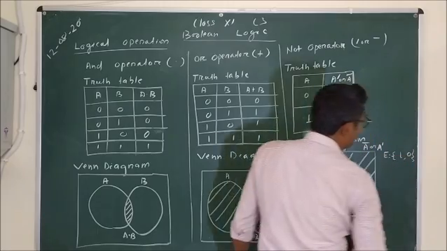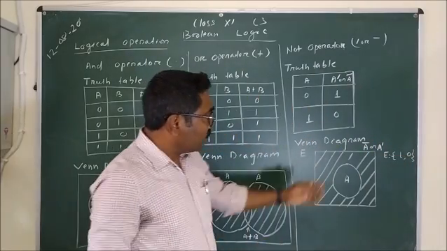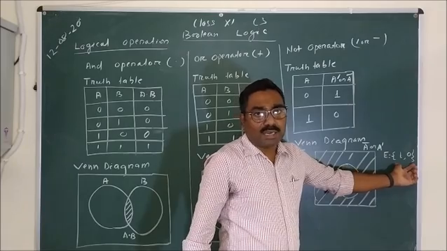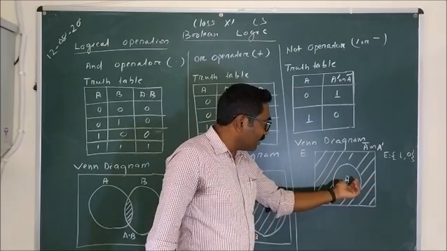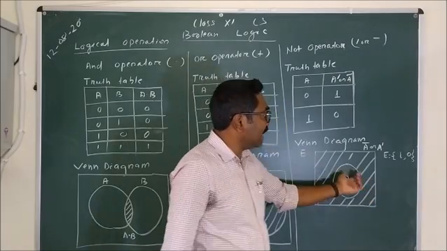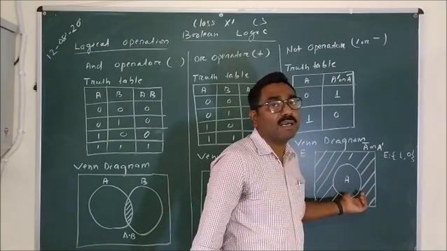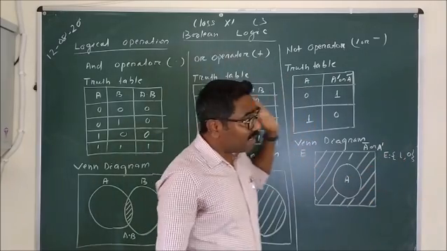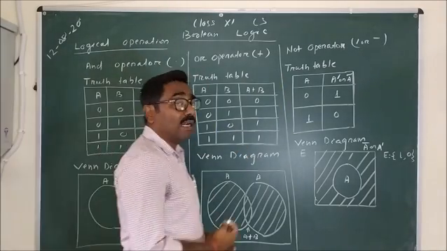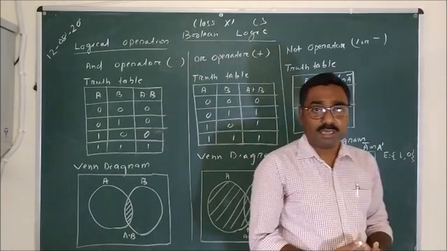When you learn about set theory, you will get through all that. So E is equal to either 1 or 0, because two values are there. And if I am taking A as 1, then the remaining part is 0. If I am taking A as 0, then the remaining part is 1. So these are the three operators that are used for logical calculation.